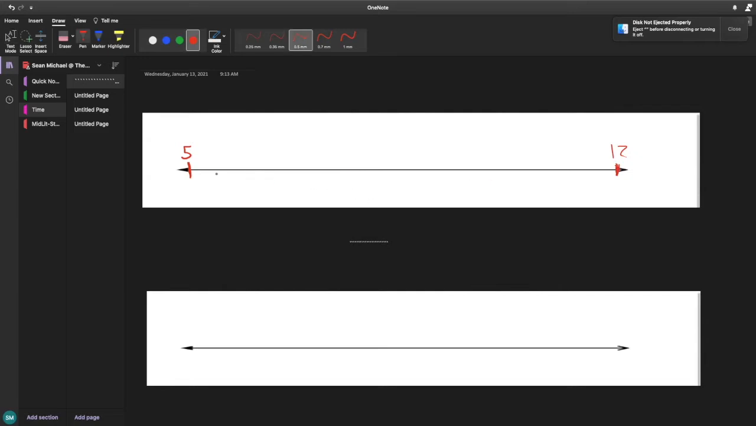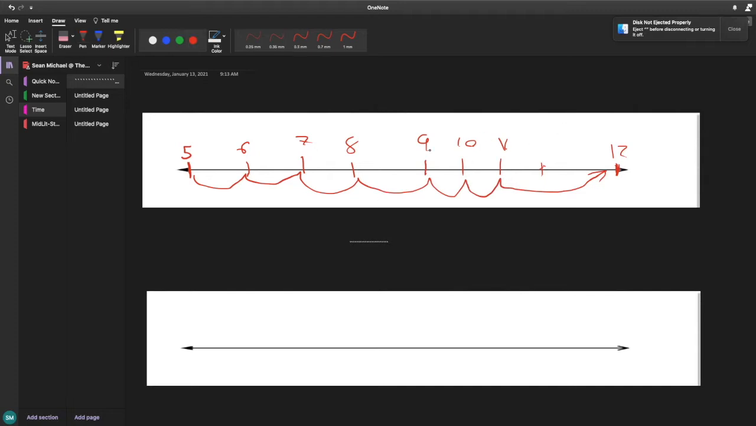What you can do to figure this out is you can just do little jumps, right? So you can make a 6, a 7, an 8, a 9, 10, 11, and then we don't need that. And then you can just count how many jumps it'll take. 1, 2, 3, 4, 5, 6, 7, right? So 7 jumps. To get from 5 to 12, you'd require 7 jumps.